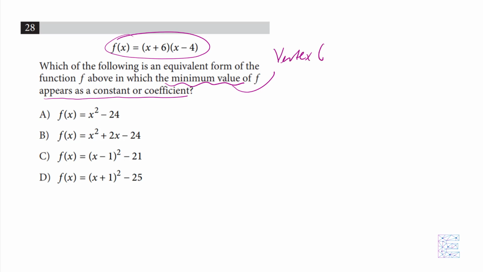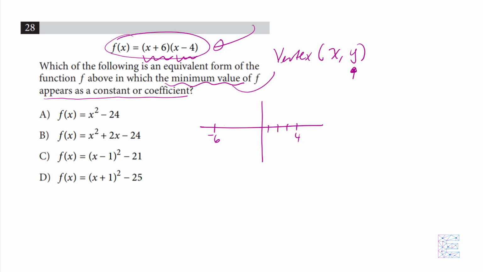And remember, the vertex is a point. It's got the x value and y value. So we are looking for this y value here. Now, to find the vertex, if the equation is in this form, this is called the intercept form, you may remember from the notes that we're going to cross the x-axis at -6, and we are also going to cross the x-axis at +4. So 1, 2, 3, 4.